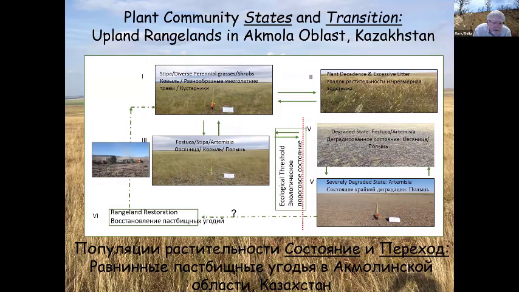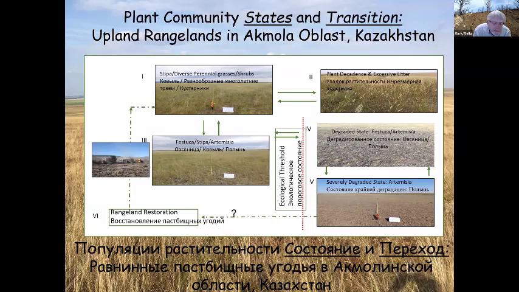And that is a way of documenting that we've lost the seed source for natural regeneration, and we will have to use an intervention, typically that would be seeding. The nice soils in Kazakhstan would lend themselves to using a rangeland drill, as indicated in that small inset picture on the left-hand side.